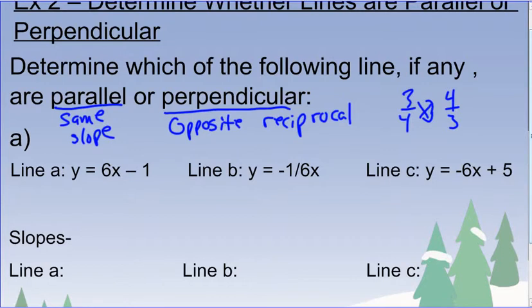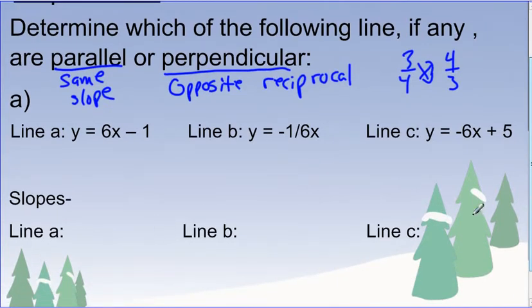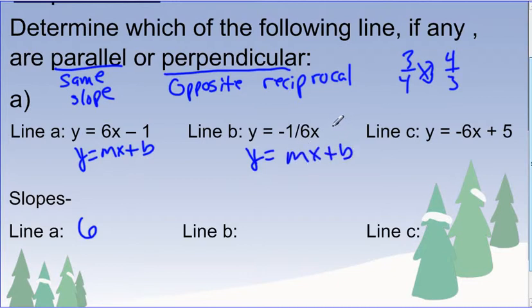So the first thing we're going to do is find the slope of these three lines, and then we'll figure out parallel or perpendicular. So let's find slope. Line A here, well, y equals mx plus b. The slope is 6. Simple enough. Now, there is no plus b. That just means that the intercept here is 0. So the slope is this negative 1/6. And finally, line C, the slope is negative 6.